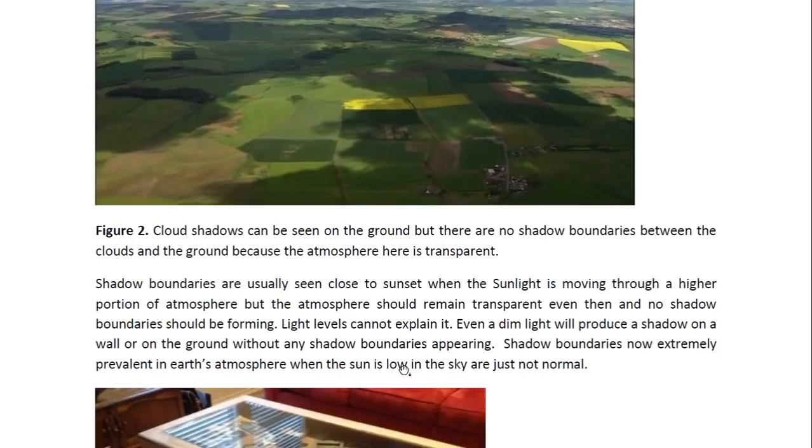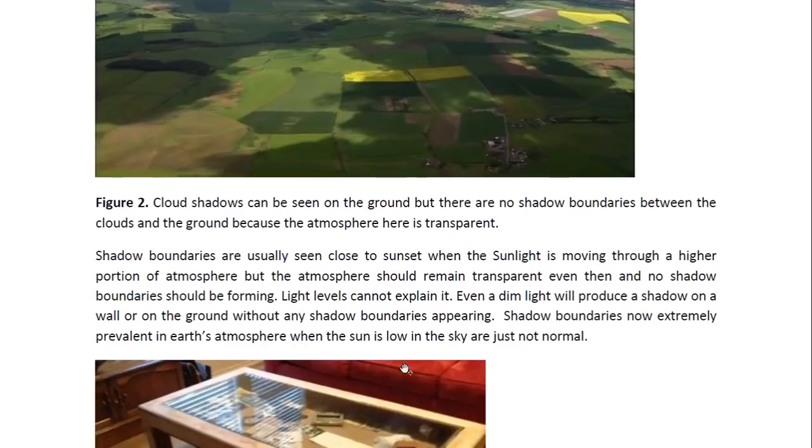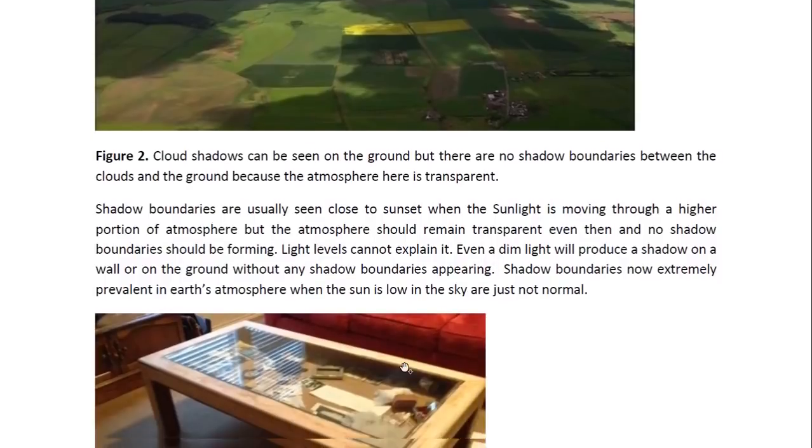Now, shadow boundaries are usually seen close to sunset when the sunlight is moving through a higher portion of atmosphere. But the atmosphere should remain transparent even then, and no shadow boundaries should be forming. Light levels cannot explain it. Even a dim light will produce a shadow on a wall or on the ground without any shadow boundaries appearing.